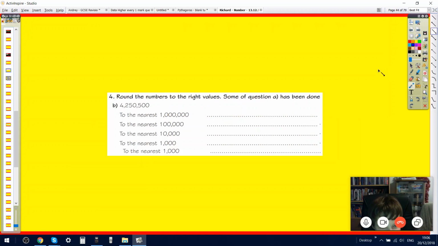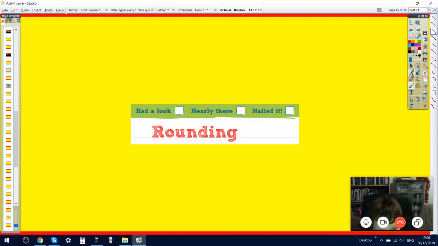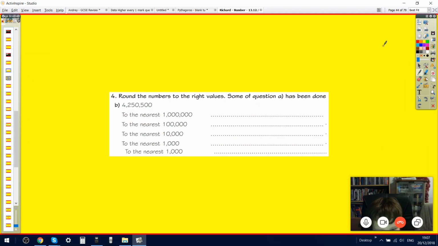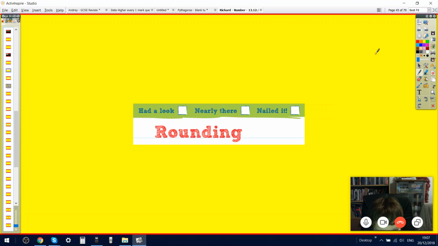Round these ones to the nearest thing. I think you'll be fine for those. Okay. So rounding. I think maybe either halfway between nearly there and nailed it, or nailed it. Yeah, I think you nailed it.